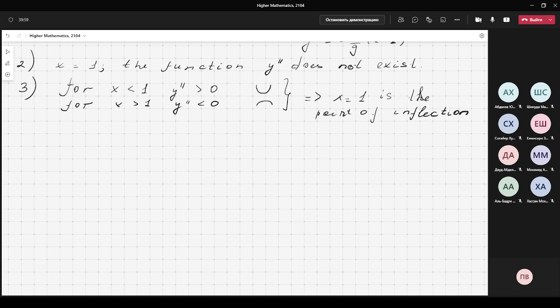As you can see in this picture, Y, O, X. This point is x equal to 1. Here is the vertical tangent.